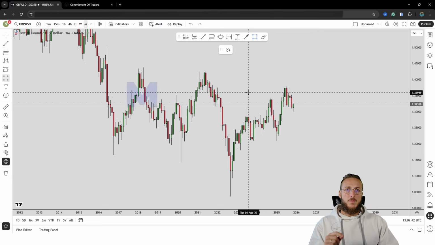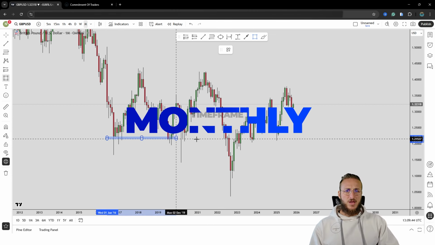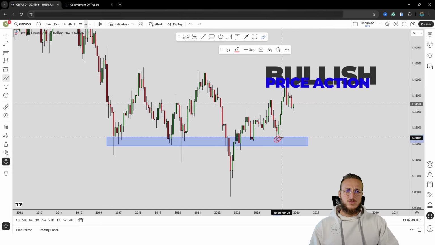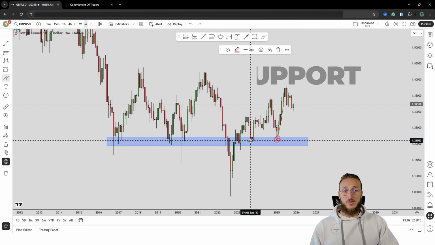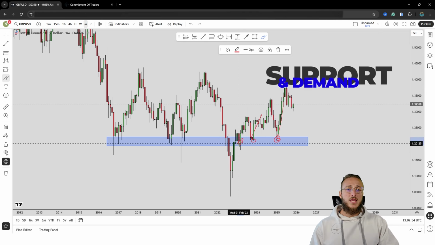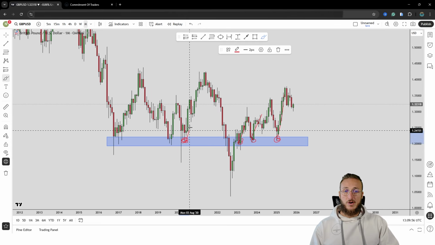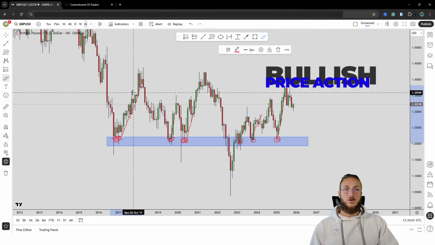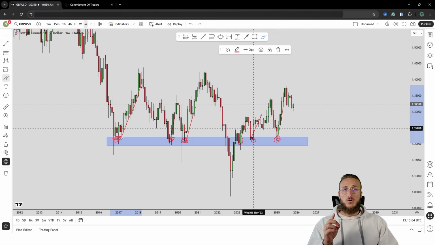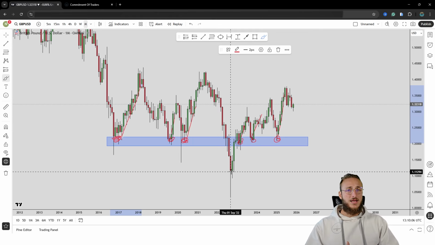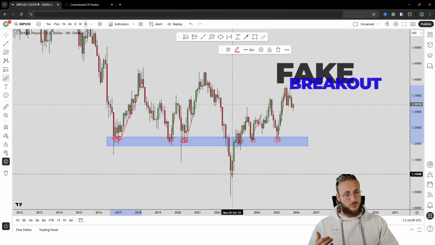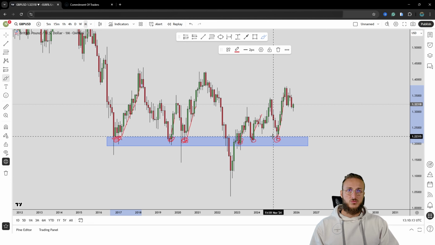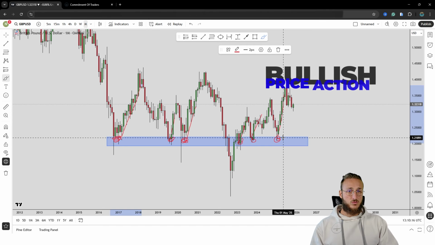Now, starting here from the monthly time frame, what we can see is that we have a market which at the moment is testing and rejecting to the upside a quite strong historical monthly demand and support zone. In fact, from here, in multiple occasions throughout the years, the market has tested this zone and then rejected it to the upside with a quite aggressive reaction. And only once the market broke below the level, but it ended up being a fake breakout, because the market then broke back above and continued respecting this level as support. So at the moment, everything looks quite bullish.